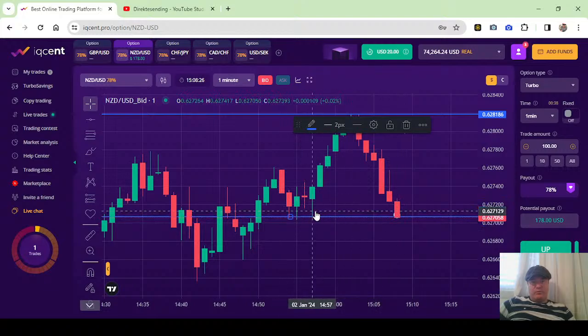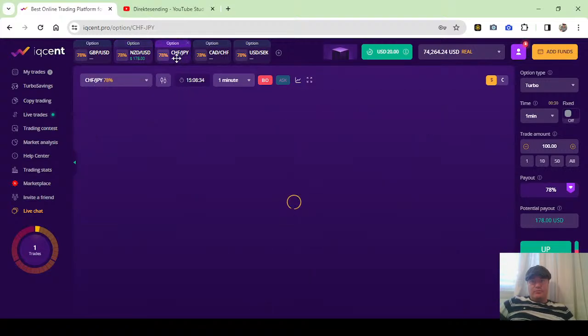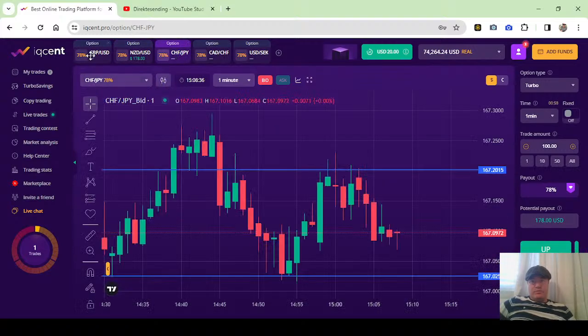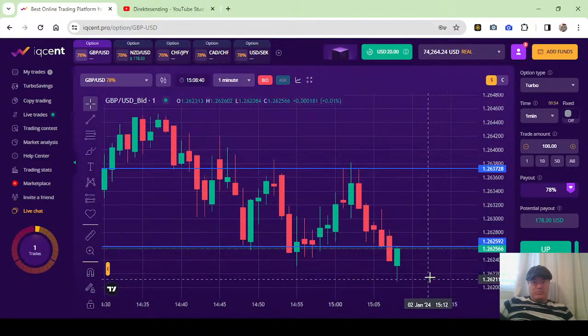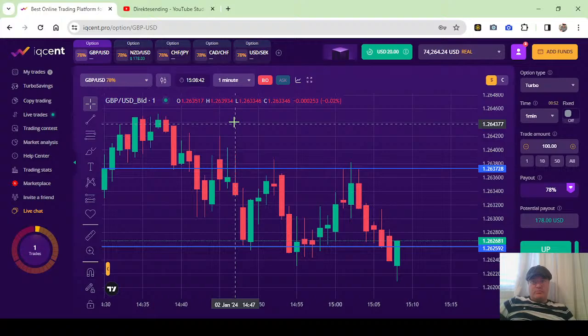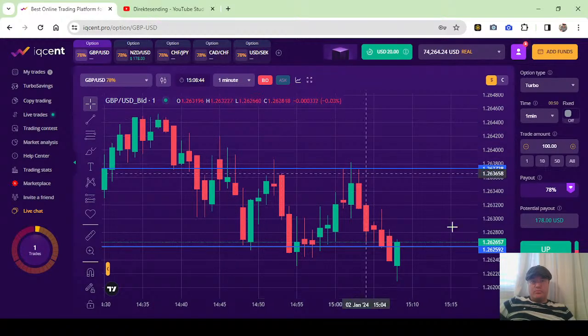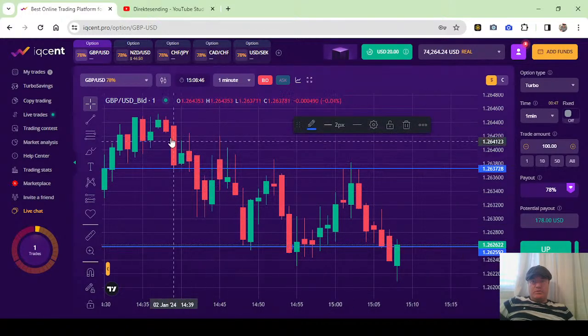You see all have closed above, so I'm satisfied with the trade I take here now. Let's move on. Let's go back to GBP USD. Okay, let's move this line.